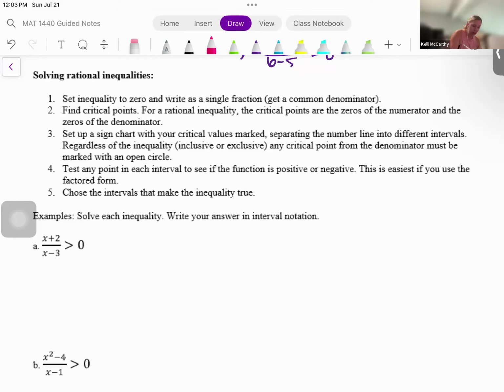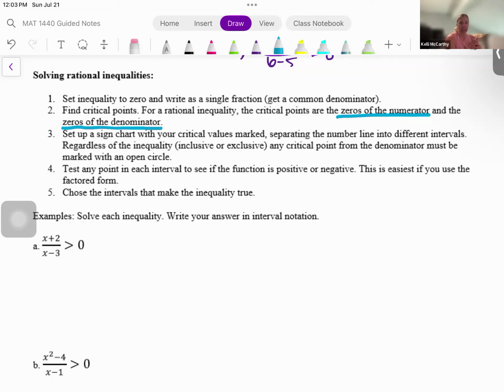So that is our first set of critical points. They're the zeros of your numerator. But we also are going to include our restrictions, so the zeros of the denominator. So for a rational inequality, we're looking for two different types of critical points, a 0 of the numerator and a 0 of the denominator.